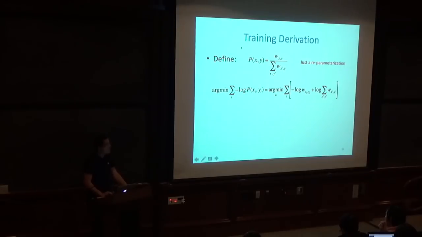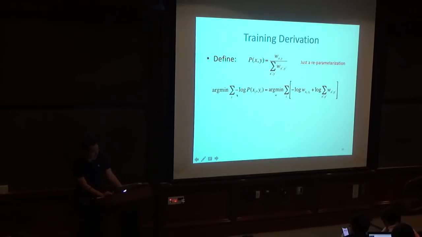First, let me do a reparameterization. So P of x comma y has to be non-negative and sum to 1. So let's assume we have these non-negative w's, and we can normalize it by just dividing by the sum over all possible x prime, y prime. So I've done nothing special here. This is simply a reparameterization of the model. Nothing has changed in terms of expressivity. But this reparameterization makes it easier to reason about this minimization problem.